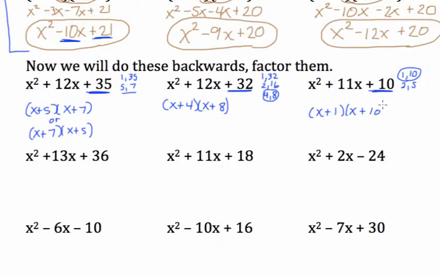See, it's like a puzzle. Isn't it fun? All right. X squared plus 13x plus 36. Well, if you can't just see it, start with the multiplying number. How could you get 36 by multiplying?